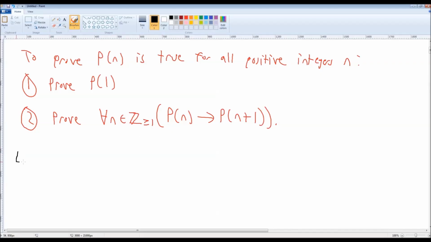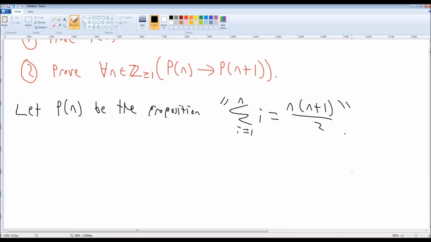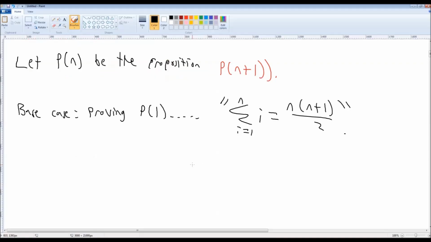let's prove it. So in our case, let P of n be the proposition that the sum from 1 to n of i is equal to n times n plus 1 over 2. Okay. So first, our base case, we've got to prove that P of 1 is true. How do we do that?